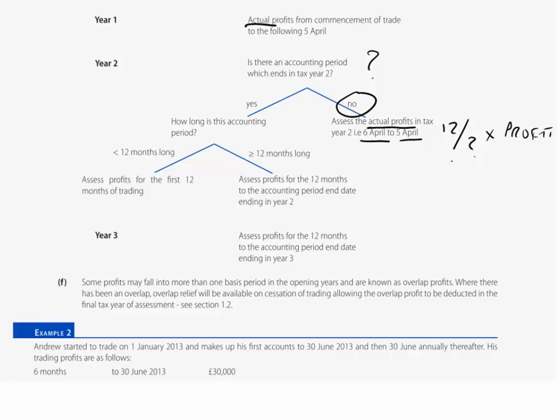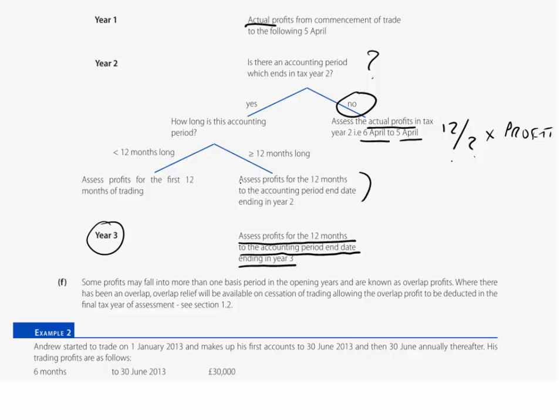Now, what that means is we then face a further problem. It means that first opening accounting period does not end in the first nor in the second tax year. It ends in the third tax year. So that's going to be a long period. It will therefore mean that we do not have the usual CYB assessment applicable in that third year. But notice the way in which we worded the basis of assessment in the third year. We assess the profits for the 12 months to the accounting period end date, ending in that year 3. Ending in that year 3.